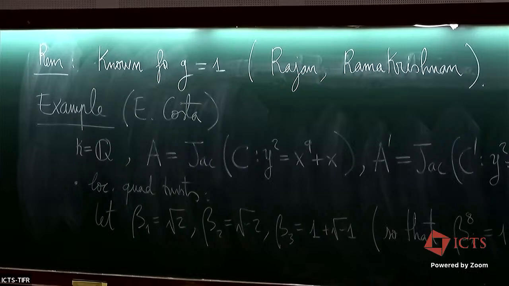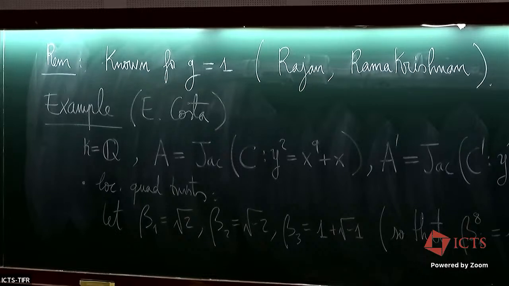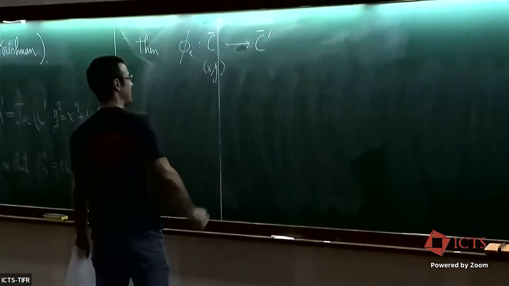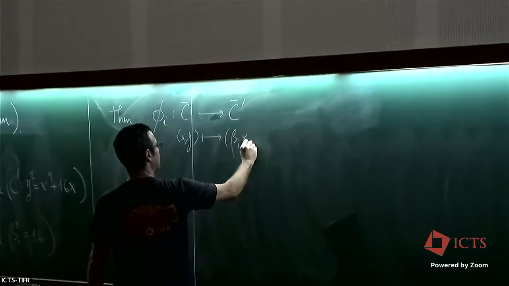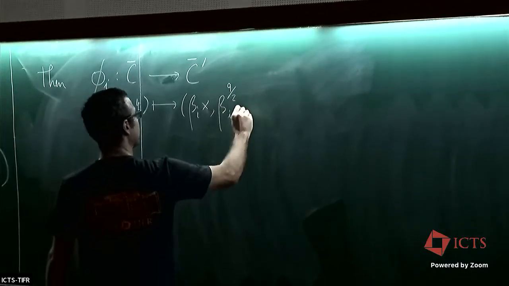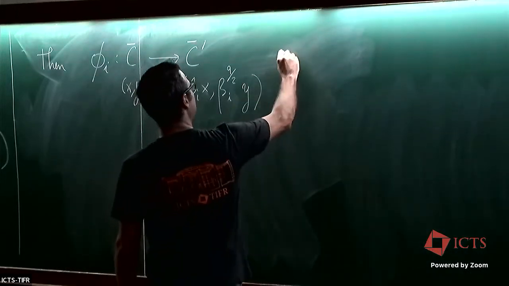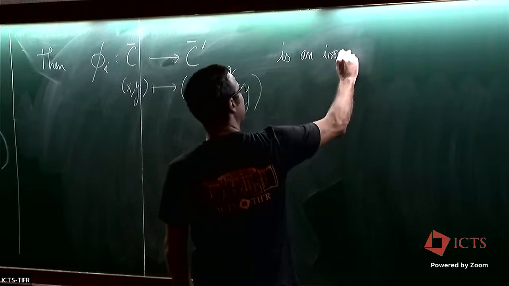Maybe you already see how the proof will go, because 16 is this rational number with the property that, not having a rational 8th root, modulo p for every odd p it has an 8th root defined over F_p. And so now what I claim is that the map pi from C to C prime, or maybe from the base changes of C to C prime to an algebraic closure, that sends the point (x, y) to the point (beta_i x, beta_i to the 9/2 y), is an isomorphism. This is a very simple calculation.